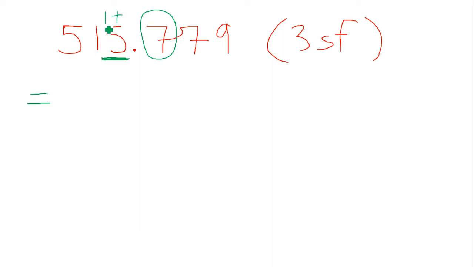So it's actually 516. You just put 516. How come we don't add a zero? It doesn't matter. 516.0, is that different from 516? No, it's no different.